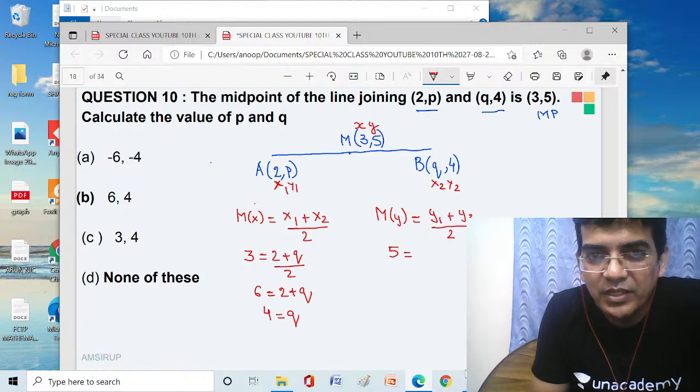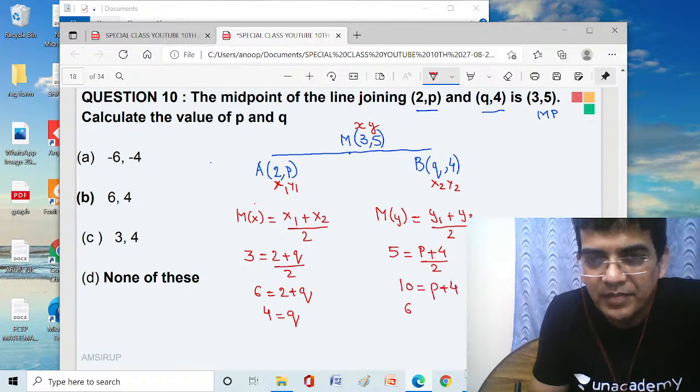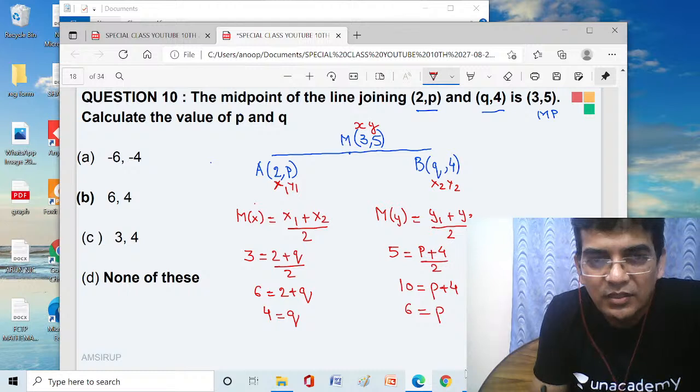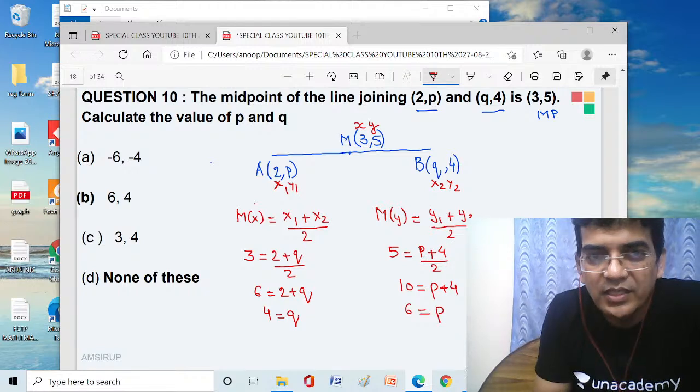So y1 is p, y2 is 4. So this makes it 10, p plus 4. So this will make it 6. So p is equal to 6. So see here, p is equal to 6, q is equal to 4. The question says find p and q. So p is 6, q is 4. So this will be the answer.